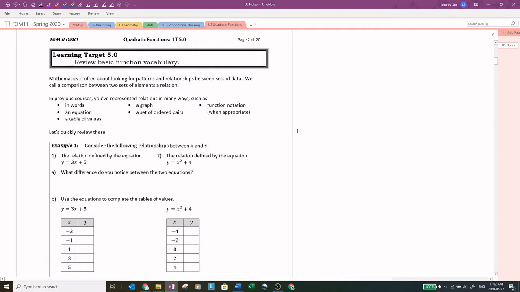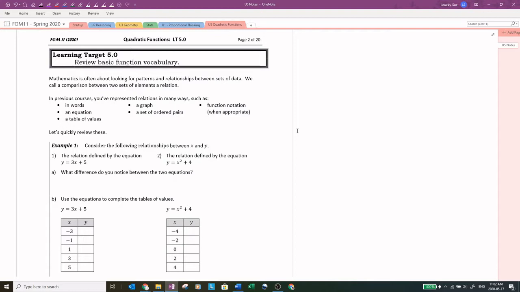All right, we'll start with some basic vocabulary. Math is often about looking for patterns and relationships between sets of data. We call any comparison between two sets of elements a relation. In previous courses, you've represented relations in many ways, such as words, an equation, a table of values, a graph, a set of ordered pairs, or function notation when that's appropriate. So let's review these. Example 1.